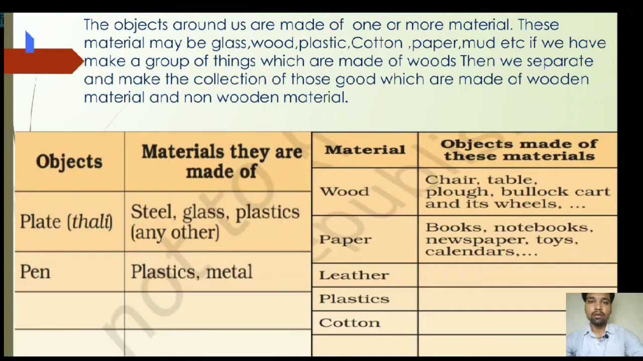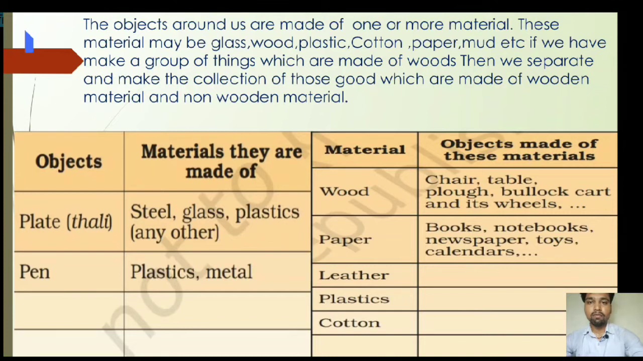If we take a pen, we also know that there are various types of pens which are made of different types of materials. Some pens are made of plastic, some pens are made of wood, some pens are made of metals. Friends, in the second chart, the first column represents the material which is used for making any object, and the second column represents the list of some objects which are made by using those materials.